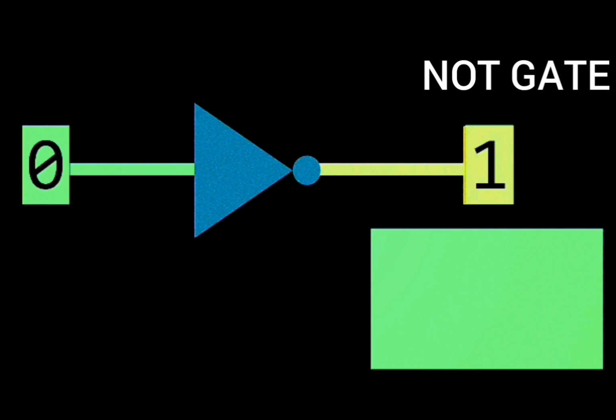See the truth table of the NOT gate. If we provide input 0, the output becomes 1. If the input becomes 1, the output becomes 0.